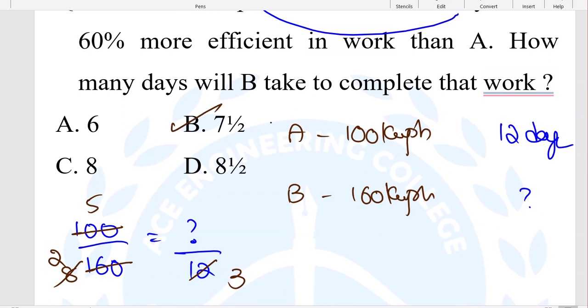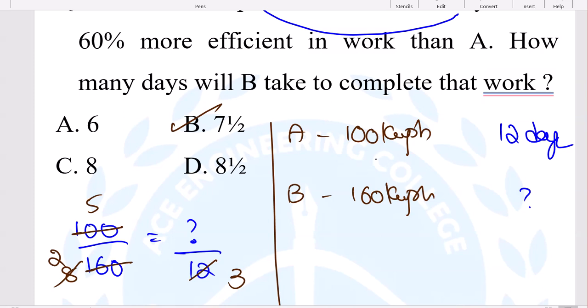Question mark is nothing but 7.5. When efficiency is more, time taken is less. So why did you take 100 here, why 160? You can take any value there. If A is 10, B will be 16. For any value of A, B should be 60% extra. I took 100 and 160 to satisfy that easily.